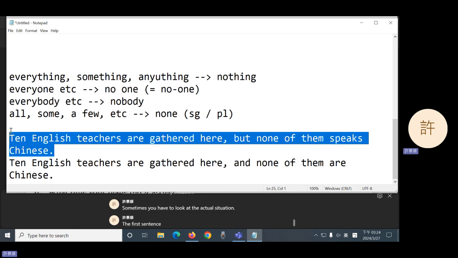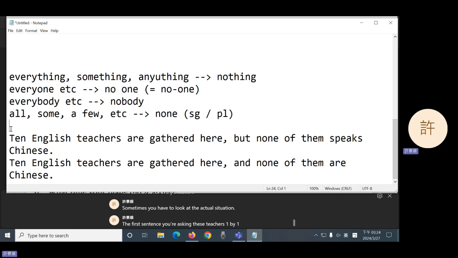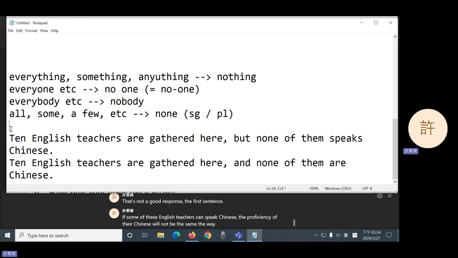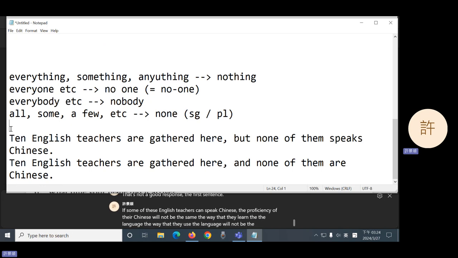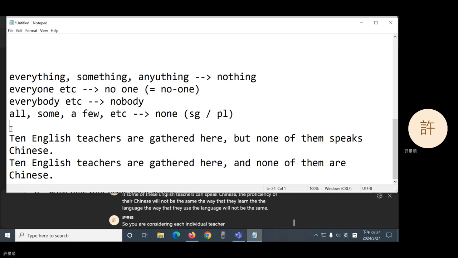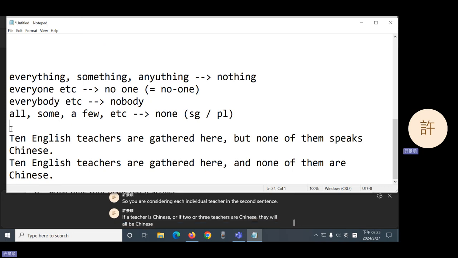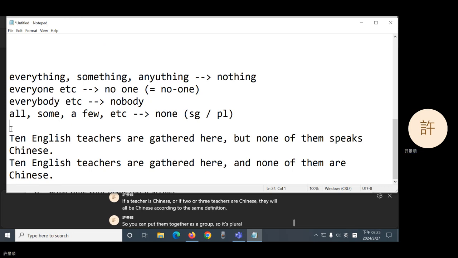The first sentence, you're asking these teachers one by one. That's not a good way to say this. The first sentence, if some of these English teachers can speak Chinese, the proficiency of their Chinese will not be the same. The way that they learn the language, the way that they use the language will not be the same. So you are considering each individual teacher. In the second sentence, if a teacher is Chinese, or if two or three teachers are Chinese, they will all be Chinese according to the same definition. So you can put them together as a group. So it's plural. Does that make sense? Okay, how about this?